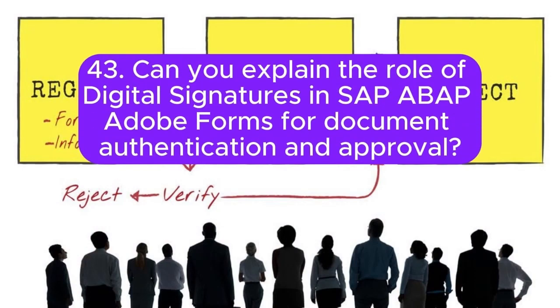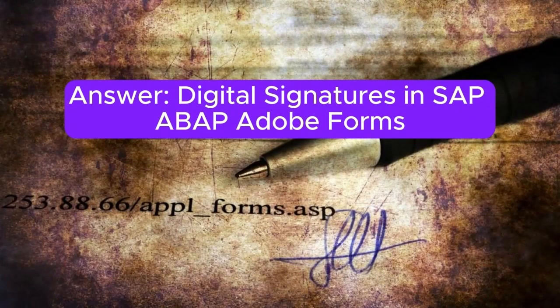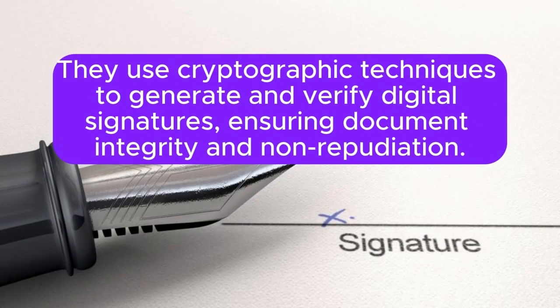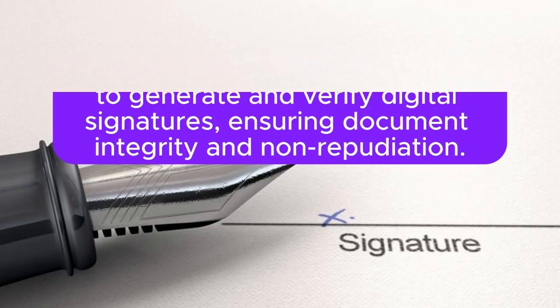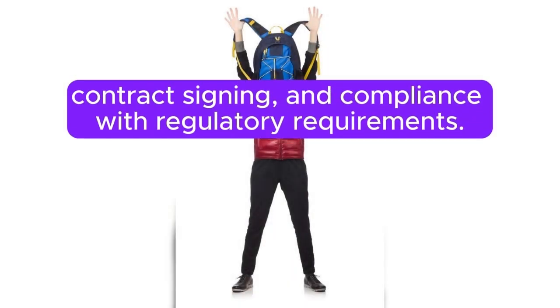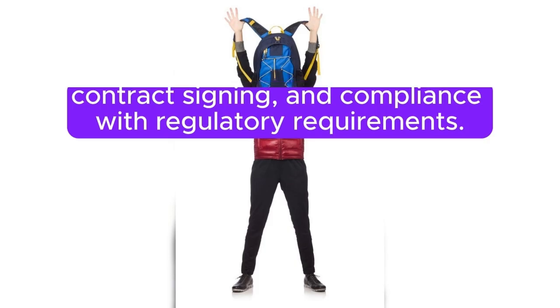43. Can you explain the role of digital signatures in SAP ABAP Adobe Forms for document authentication and approval? Answer: digital signatures in SAP ABAP Adobe Forms provide a secure mechanism for authenticating and approving electronic documents. They use cryptographic techniques to generate and verify digital signatures, ensuring document integrity and non-repudiation. Digital signatures can be used for various purposes, including document approval, contract signing, and compliance with regulatory requirements.